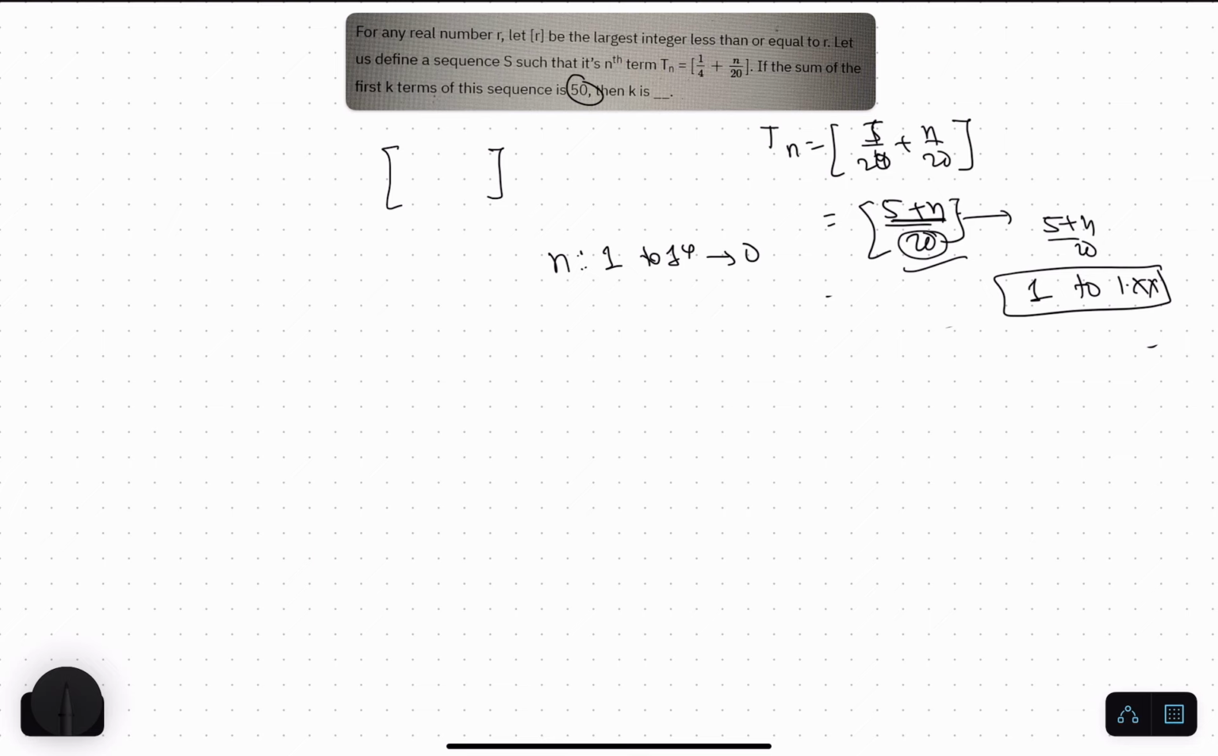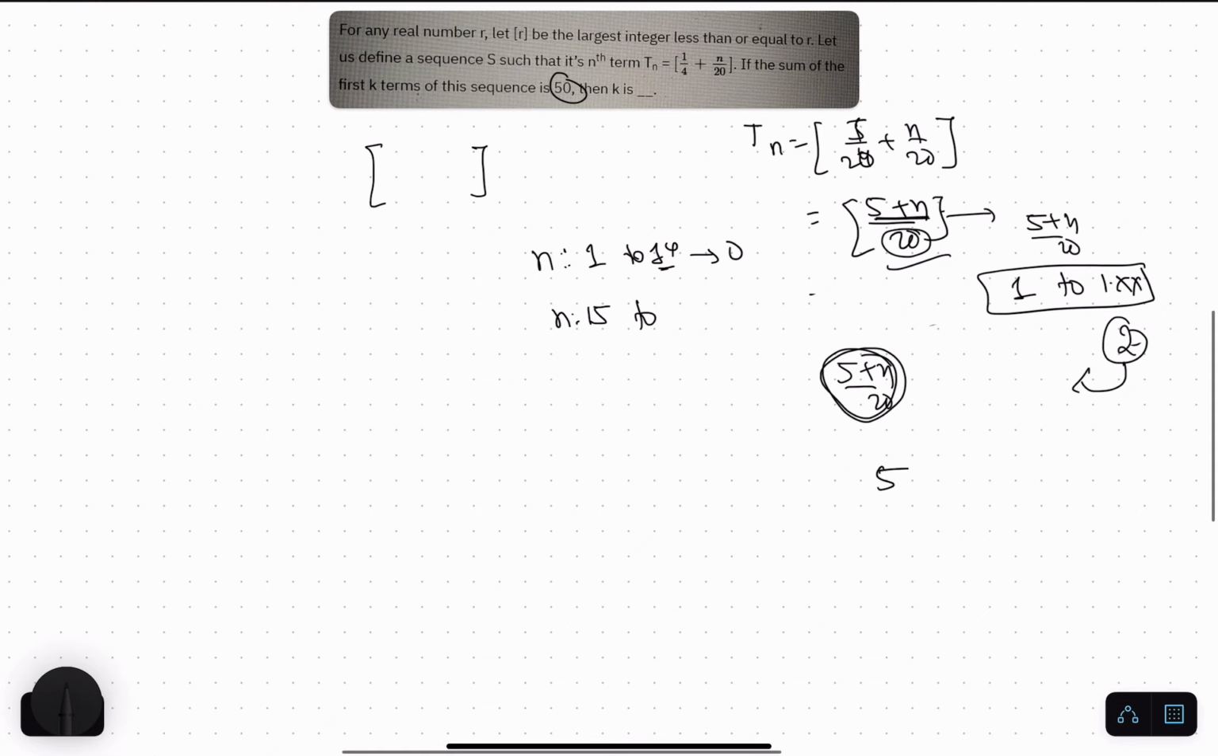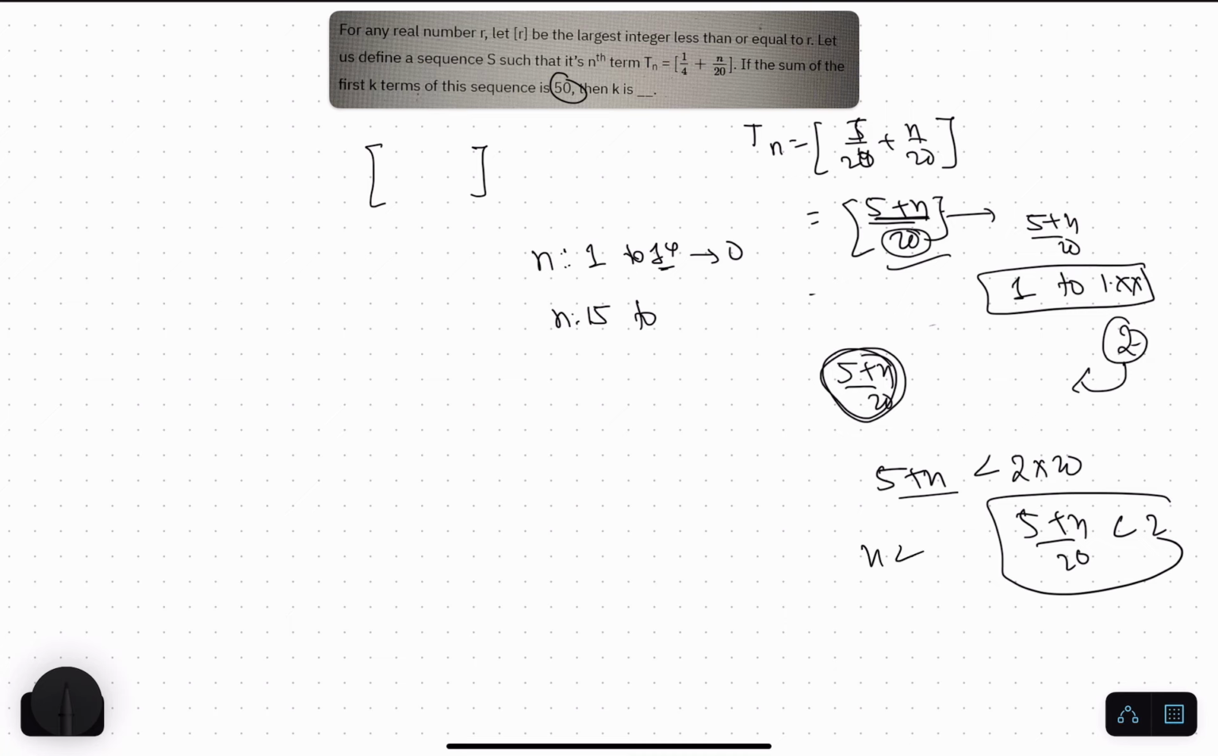Or we can calculate for 2 and take just one lesser integer, and that will be in our limit. So (5 + n) by 20 becomes 1 just at n equal to 15, and it can stay less than 2 as long as 5 plus n is less than 2 into 20, because we want this value to be less than 2. So 5 plus n less than 40, so n less than 35. So n runs from 15 to 34.